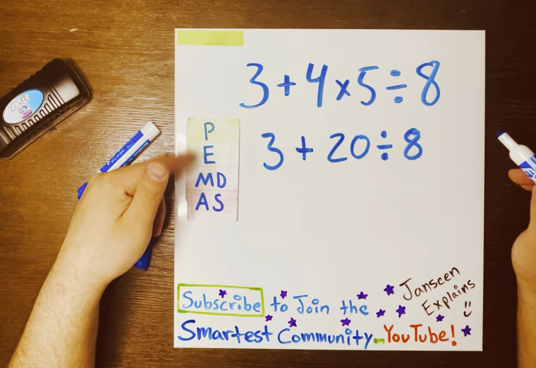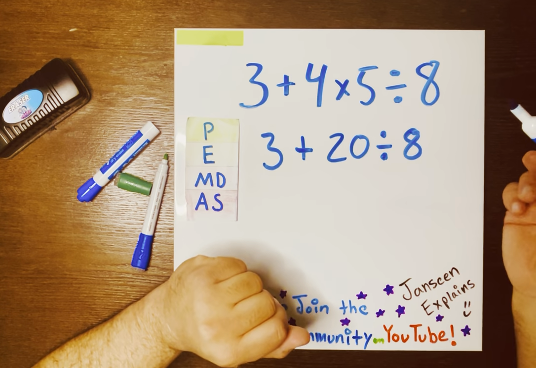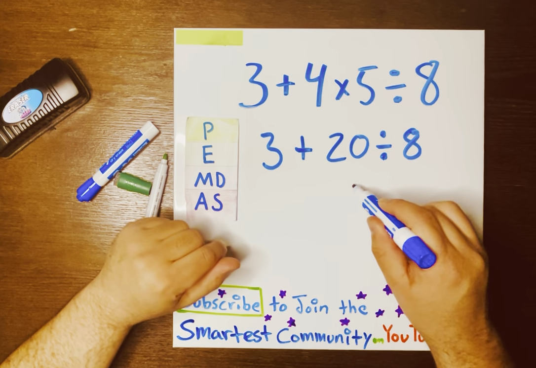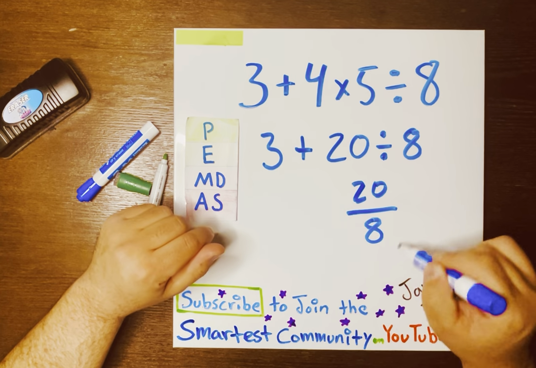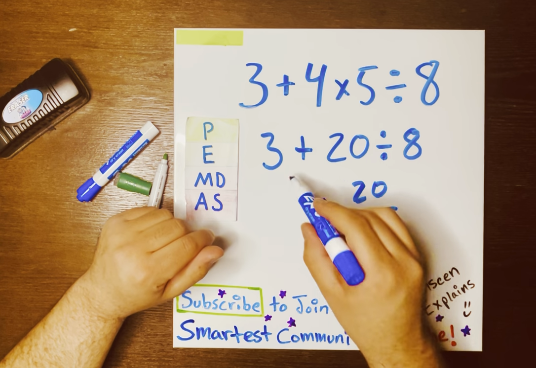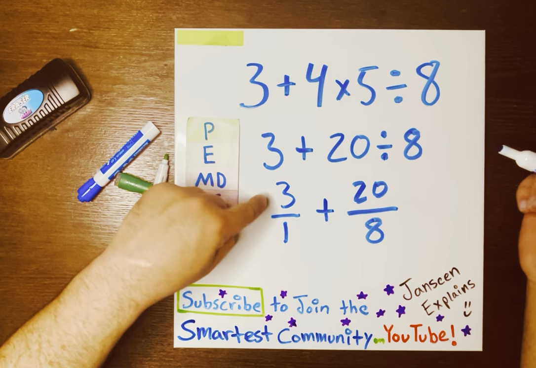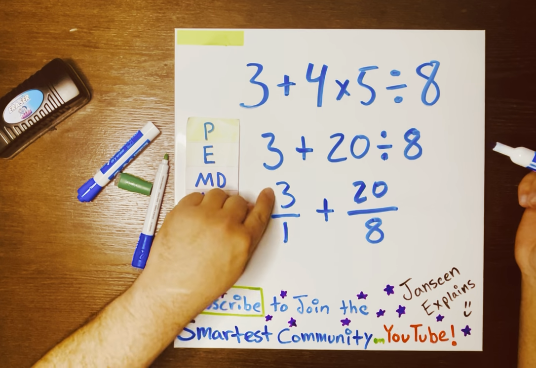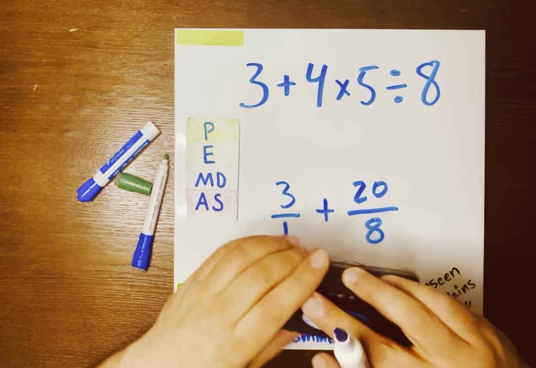Now going back to PEMDAS, division will go first. What is 20 divided by 8? Let's write that in a fraction form to make the math fun and easy. 20 over 8. Let's bring down the plus sign down and the 3 down, but in a fraction form too, to make the math fun and easy. 3 over 1 equals 3, it does not change the 3. I'm erasing this part, we don't need it.